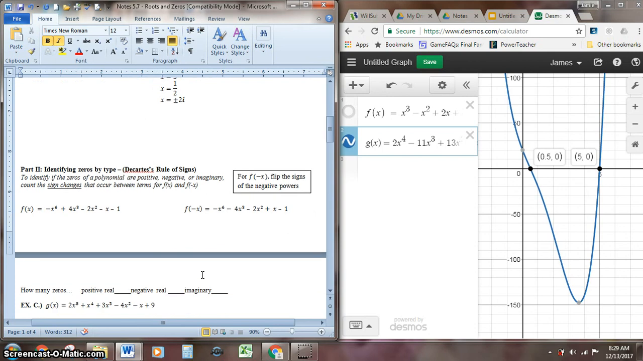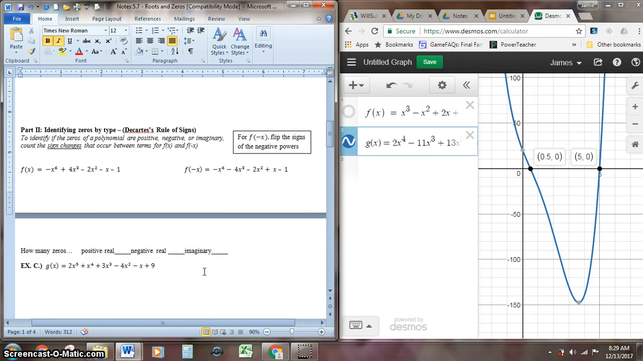That next chunk is simply identifying how many zeros there are. So we've kind of already talked about this. This Descartes' rule of signs is an old rule that we used to use to kind of guess, but now with graphing calculators, we don't have to guess anymore.